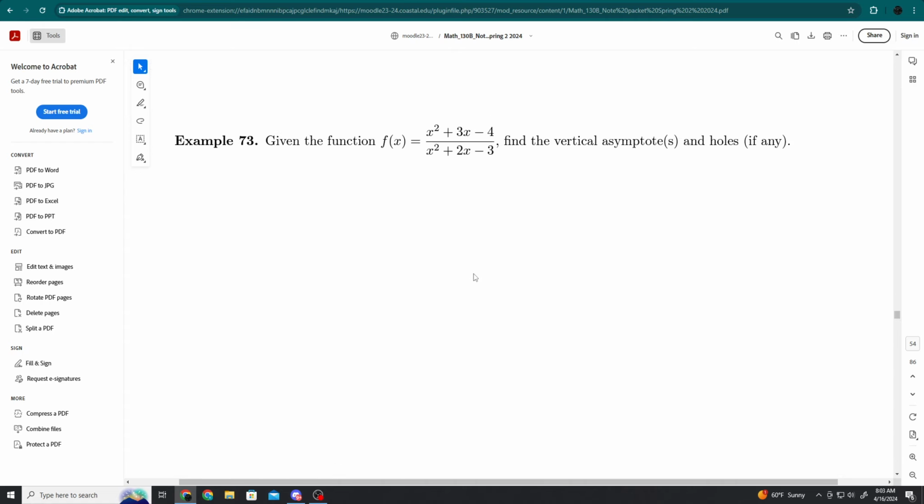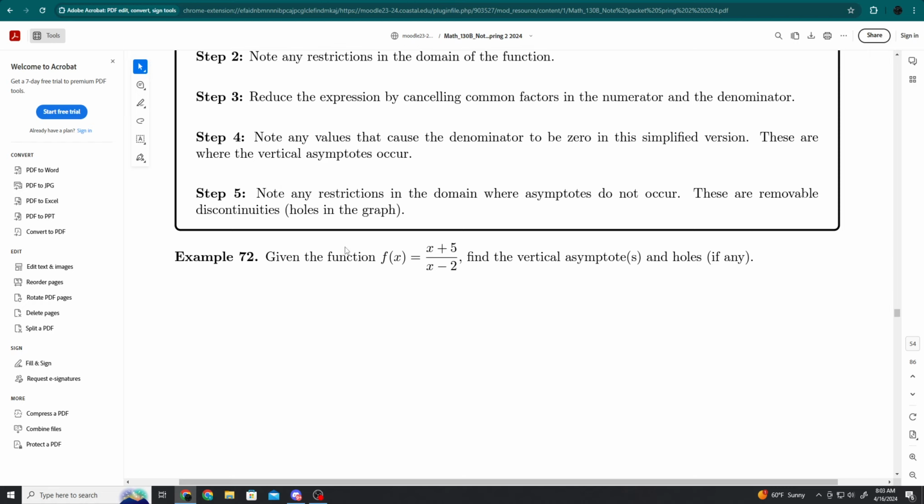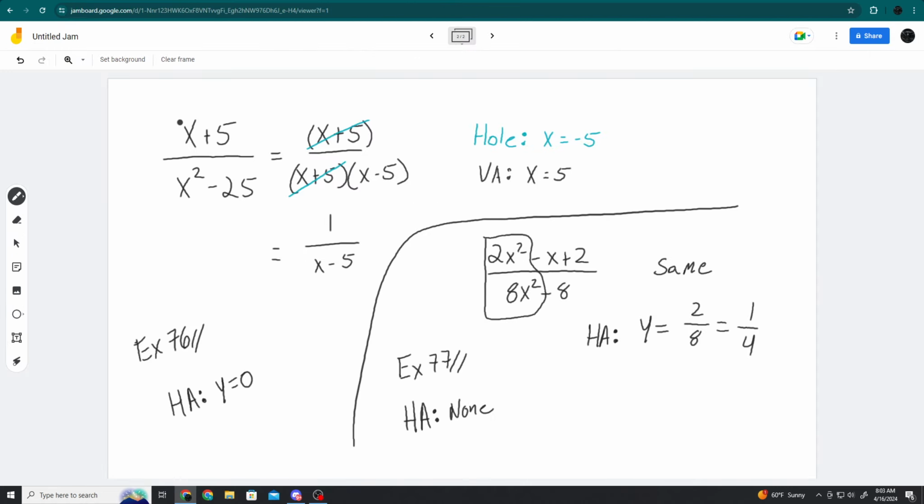And then the other stuff we did was the vertical asymptotes and holes. Again, you can follow this 5-step procedure, but I pretty much break it down into 3 steps where we take the fraction, we factor it, we simplify it, and whatever gets simplified is a hole. Whatever gets crossed out is a hole. Whatever's left over is a vertical asymptote.